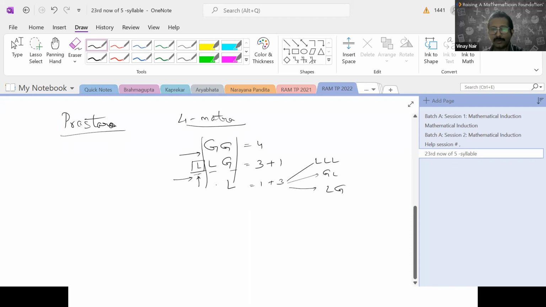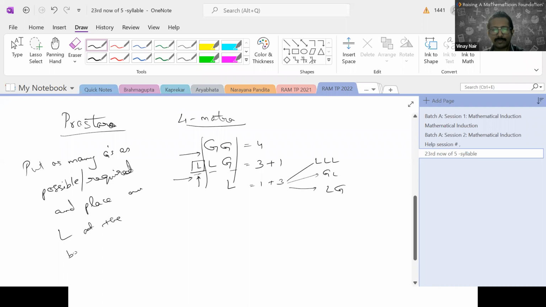So there is no problem. What we do is, the rule says put as many G's as possible, and place an L at the beginning if needed. So what do you think should come here out of these three?